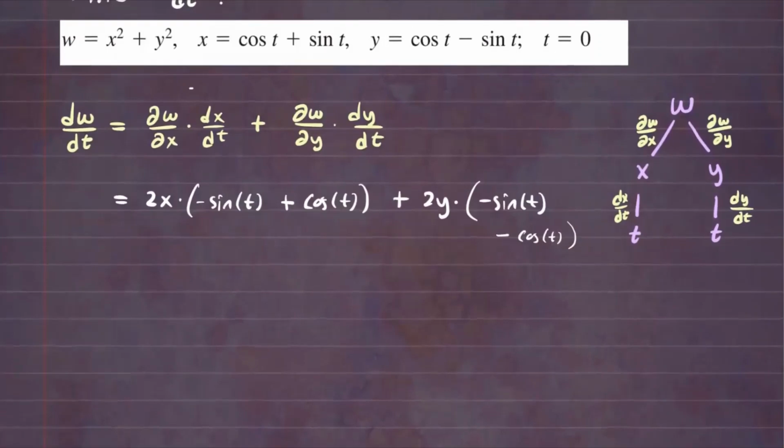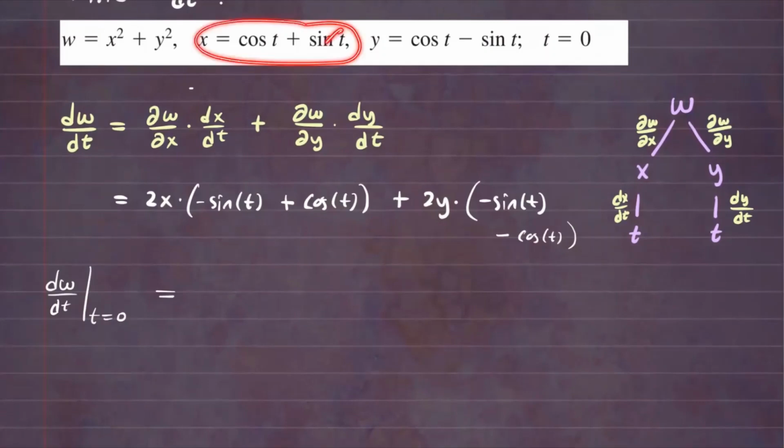Now, if you want, you can substitute x in terms of t and y in terms of t, so you have everything in terms of t. Now let's go ahead and evaluate, since we're given a t value right here. That means we want to know what dw/dt is at t equals 0. So we have dw/dt evaluated at t equals 0. We have 2 times x. Well, what is x when t is 0? So plug in 0 here.